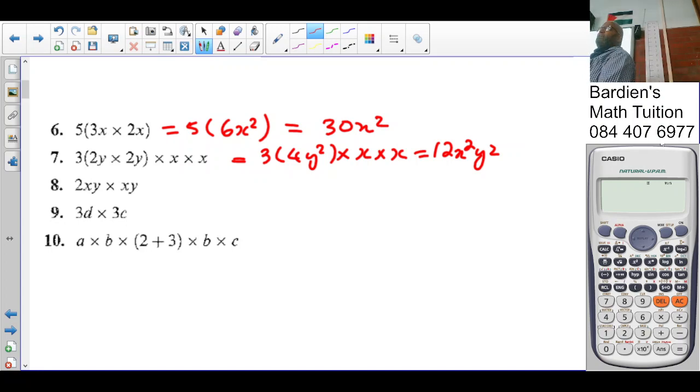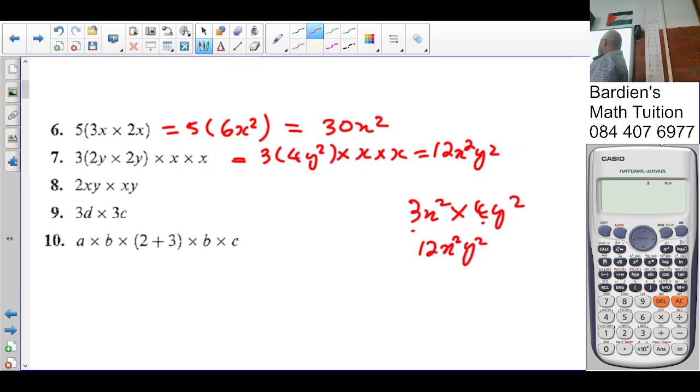Who got those two correct? One of them correct. So which one did you get wrong? Number 7, what did you write? The 12 didn't go, but you got x squared y squared. So if it's 3x squared times 4y squared, what's 3 times 4? 12. X squared times y squared, x squared y squared.